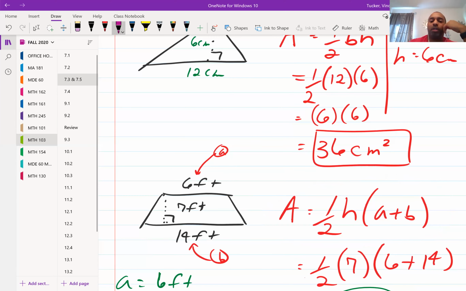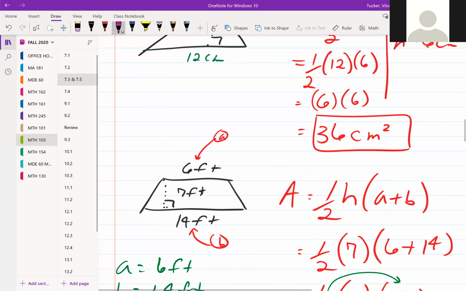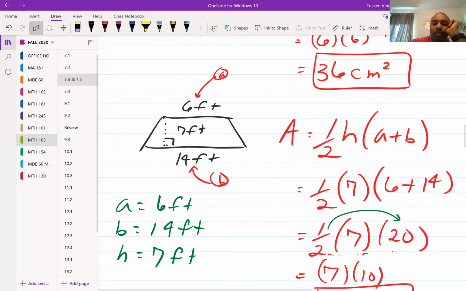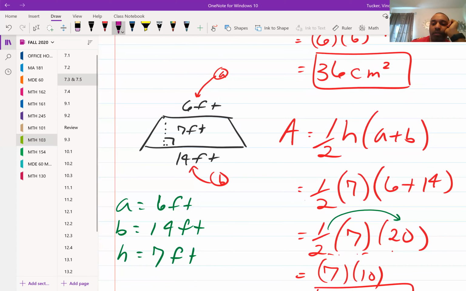Now a plus b, normally the top is given to a and the bottom is given to b, but they're interchangeable. Whether you do 6 plus 14 or 14 plus 6 inside the parentheses, you still will get 20. So 6 plus 14 will give you 20.